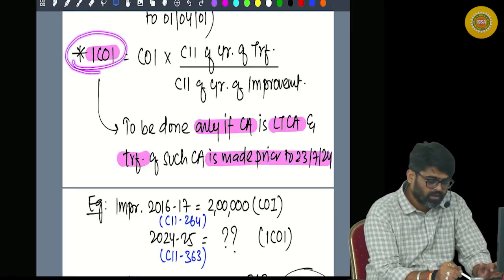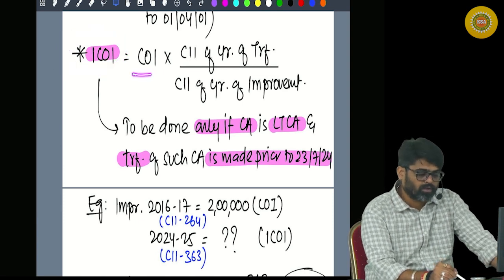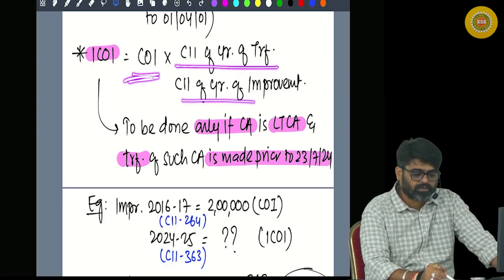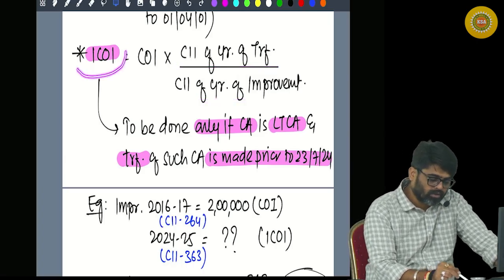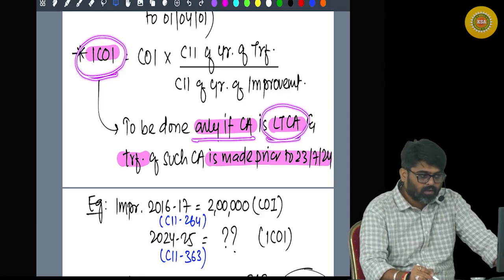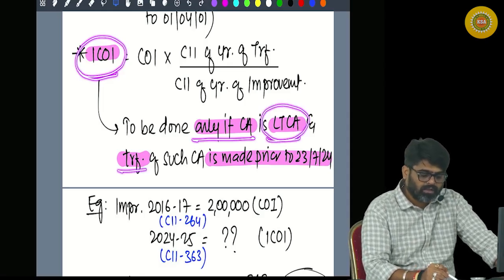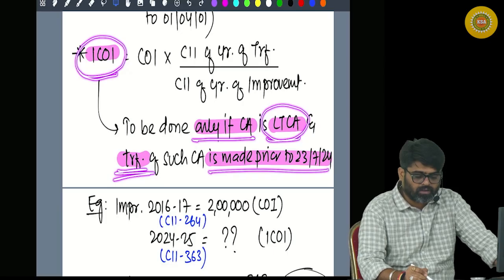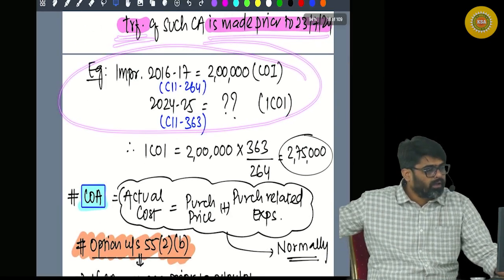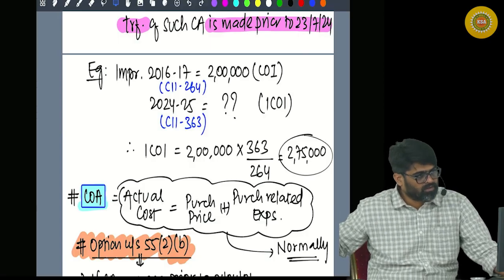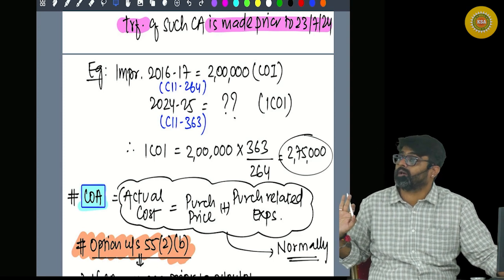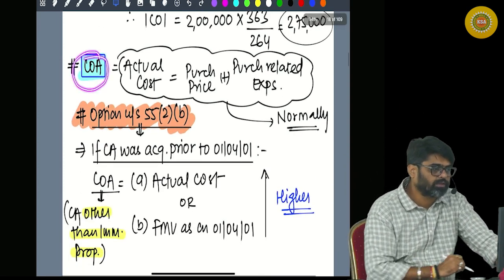Should I move ahead? What is the indexed cost of improvement? Cost of improvement multiplied by CII of year of transfer divided by CII of year of improvement. And this cost of improvement will be indexed only if the capital asset is a long-term capital asset, and the transfer of such capital asset is made prior to 23rd July. I have taken one example also for improvement indexation. The same type of example I have given you, but the year and the amounts were different. Got it, sir?